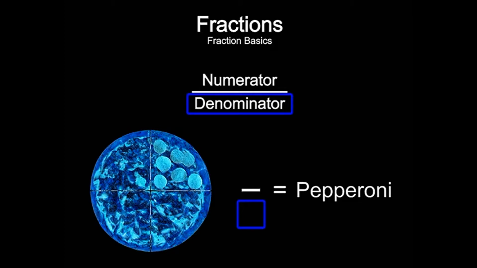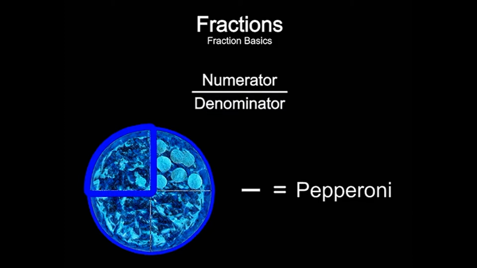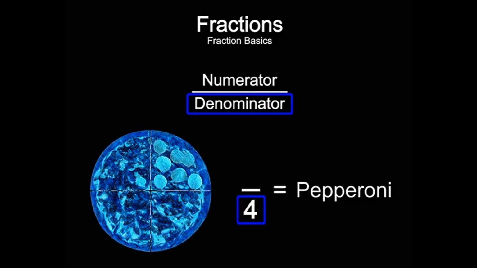The denominator of a fraction tells us how many equal parts there are, or what we're taking a portion of. If we look closely, we see that the pizza is separated into 4 equal portions. Therefore, a fraction that describes the pizza will have a denominator of 4.